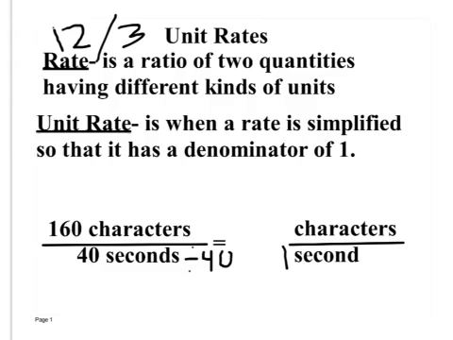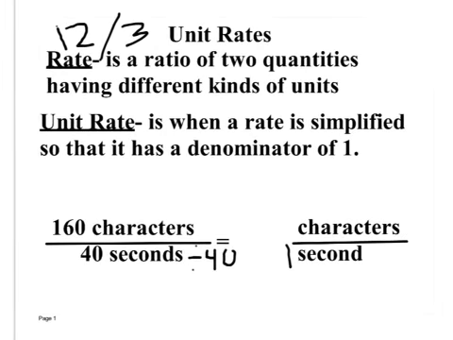If we divide the bottom number by 40, we divide the top number by 40. Cancel out the zeros. 16 divided by 4 is 4. So her speed, her rate, or unit rate here is 4 characters per second. 4 characters per second. Any questions?